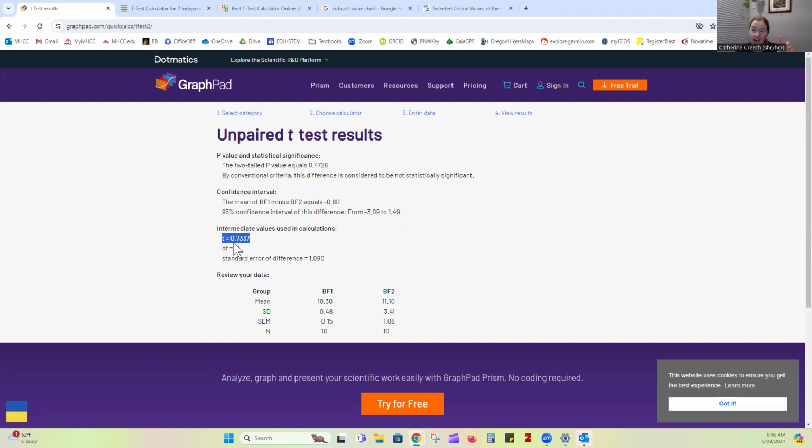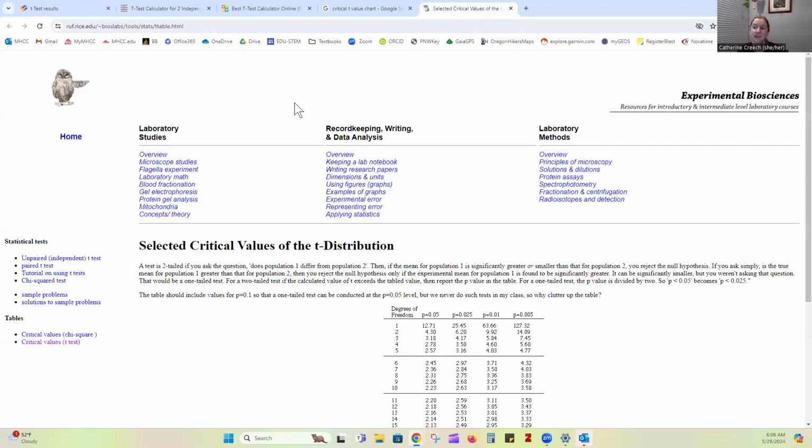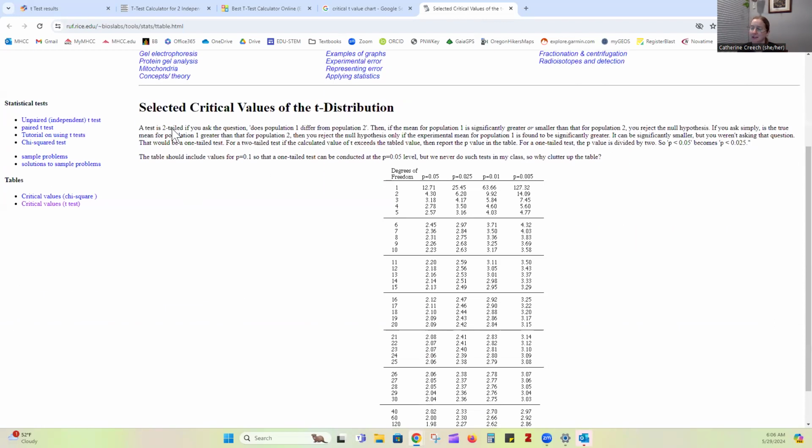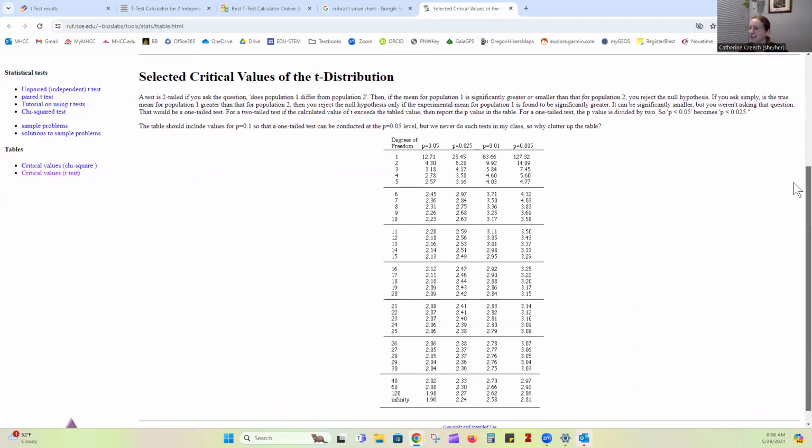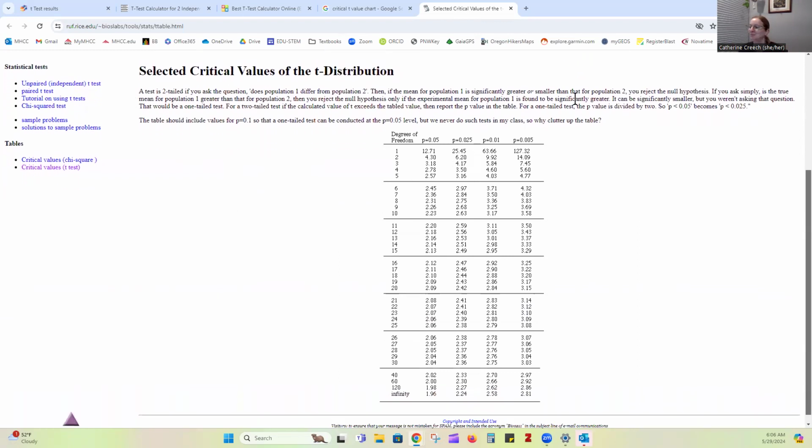I have to take that t-value and compare it to my table. So this is Rice University. They have a really nice website for different types of statistics tests. And I like this table because it's easy for me to read. So I'm using p equals 0.05. I'm going to draw on it. Hold on. There we go. So this is what we're looking at here, this one, P equals 0.05, and we set that. So that's the confidence level we're looking for.